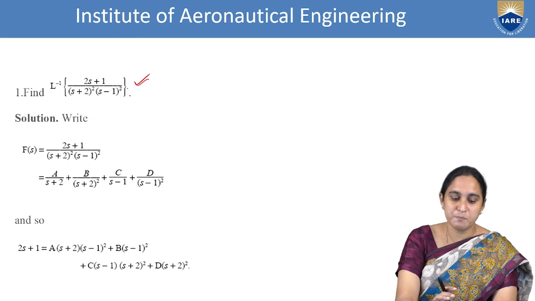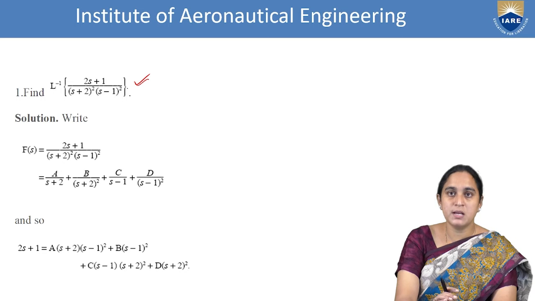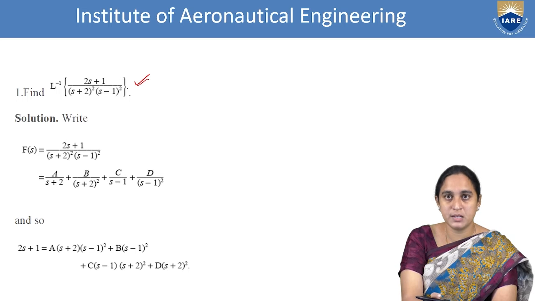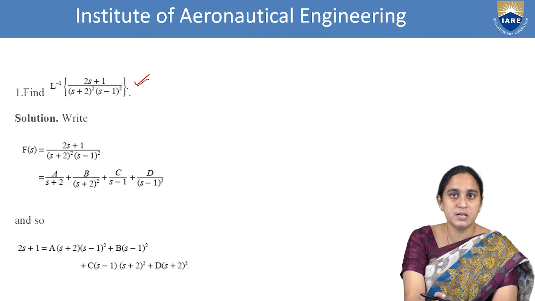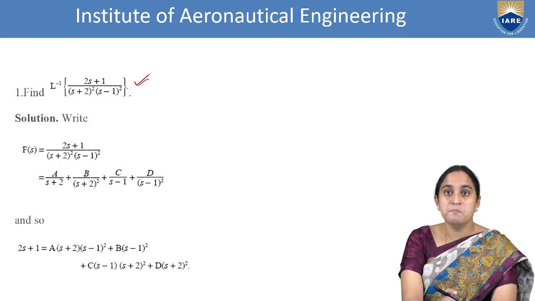No. First we have to separate the given function (2s+1) by (s+2) whole square into (s-1) whole square. How to separate the denominator part? First we have to separate the denominator part, and after that we get the answer for the given question by using the Laplace transform. But how to separate the denominator part? By using partial fractions only.